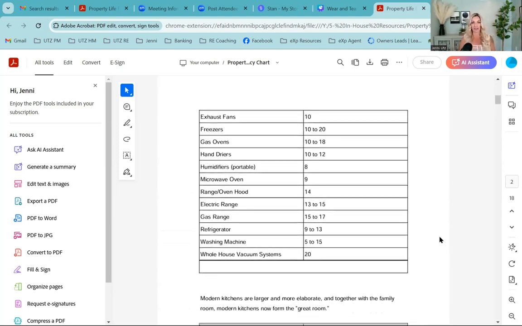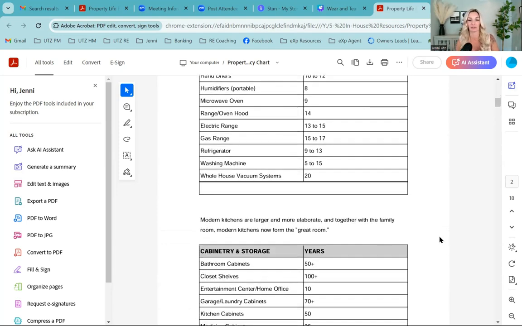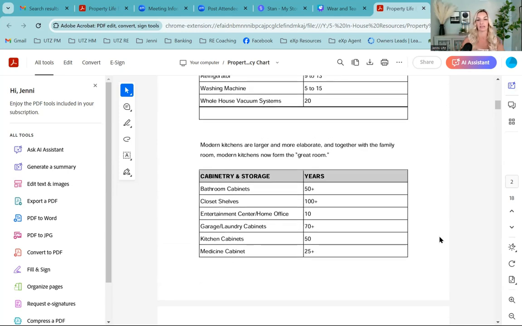But keep in mind when we're talking about life expectancy of some of these features, just because you have to replace it does not mean that that is tenant damage. It does not mean you can charge it against the tenant unless specifically damaged. For example, bathroom cabinets should last you a long time. Even if they're old and outdated, that doesn't mean it'll be damage that the tenant has to pay for.